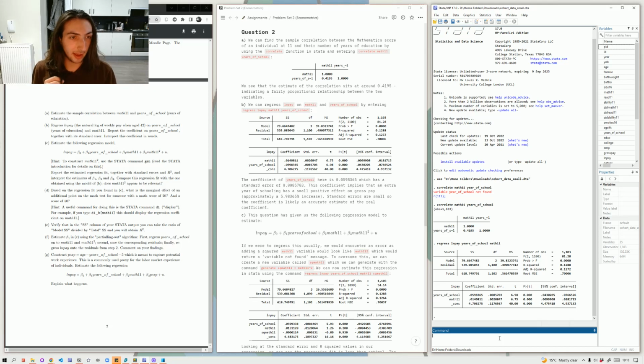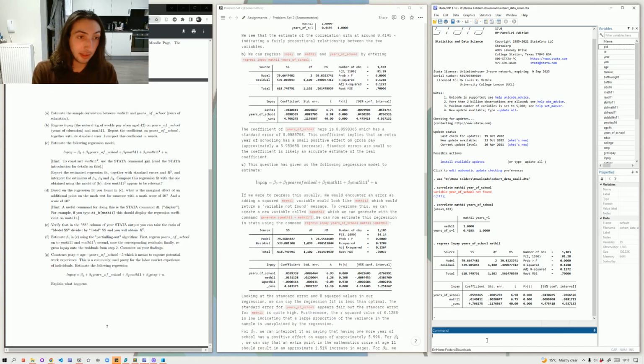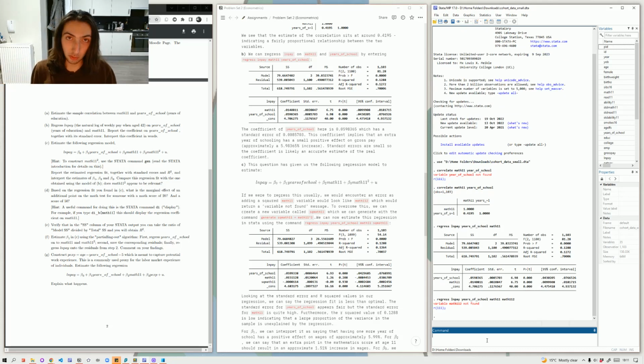Now moving on to C. Estimate the following model. A lot of people might have issues generating one of the variables for this, so I'll show you what happens if you don't do it correctly. Let's say I go about this and I'm typing in things: years of school, Math 11. Now, usually to square a variable in Stata, you would simply write 2 at the end. But as you can see, that ends up with Math 112, and the variable wouldn't be found. So with variables ending with numbers, you have to generate a new one.